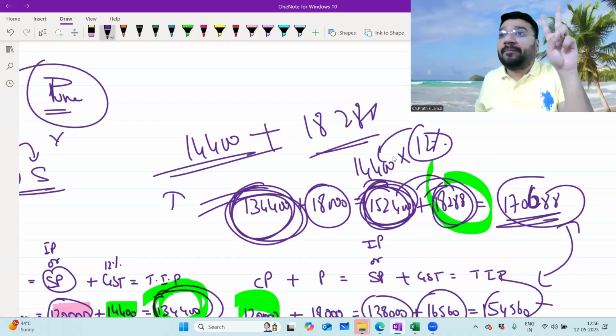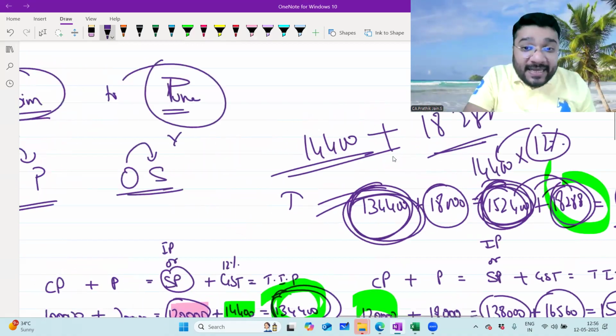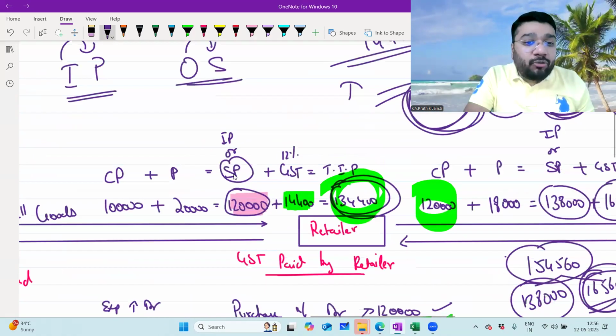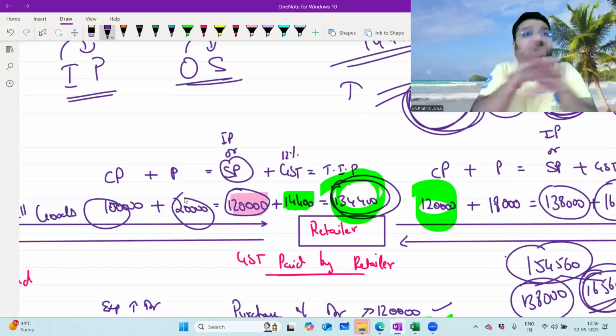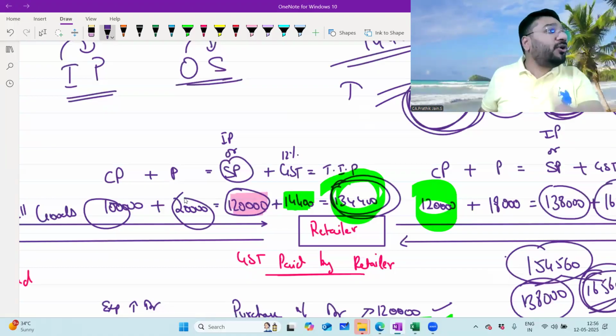So two benefits here. One, there is no tax on tax. And second, on this 1 lakh rupees, original 1 lakh rupees and original profit, double taxation was avoided. That is the beauty of GST.